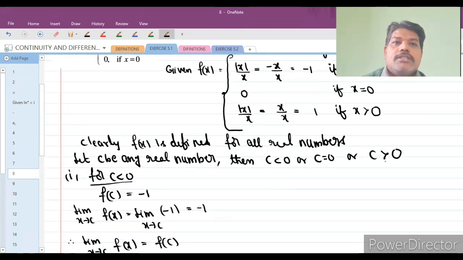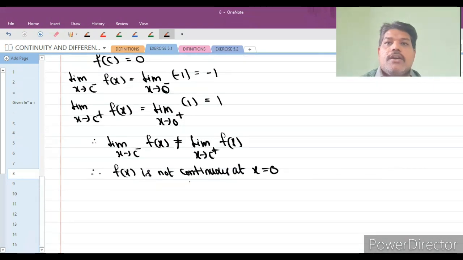So the third case, what is the third case, students? c is greater than 0. For c is greater than 0, so the third case we can take. We will take the third case here.